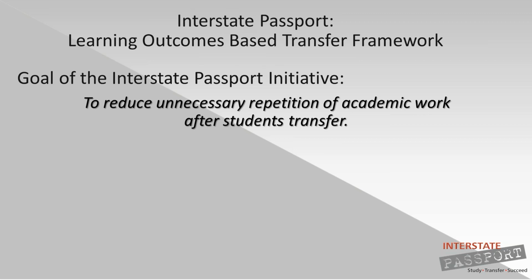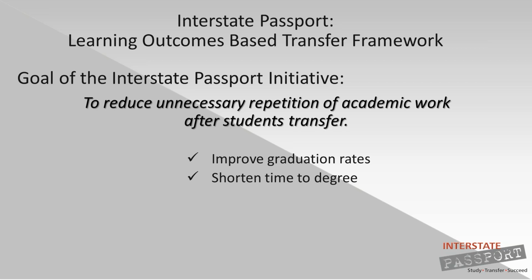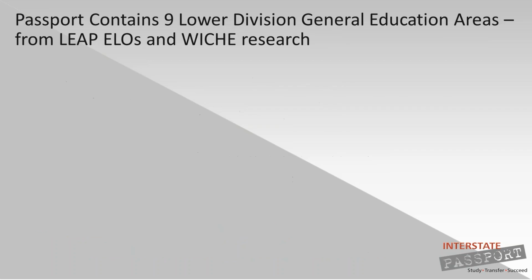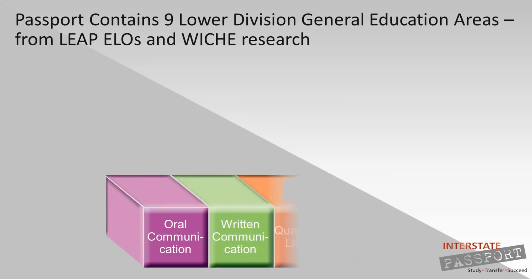The Interstate Passport is a learning outcomes-based transfer framework, and the goal of the passport is to reduce unnecessary repetition of academic work after students transfer, thereby hopefully improving graduation rates, shortening the time to degree, and saving students money. We are, however, very interested in keeping a focus on ensuring quality while we're streamlining the pathway to graduation. The passport contains and focuses on 9 lower division general education areas.